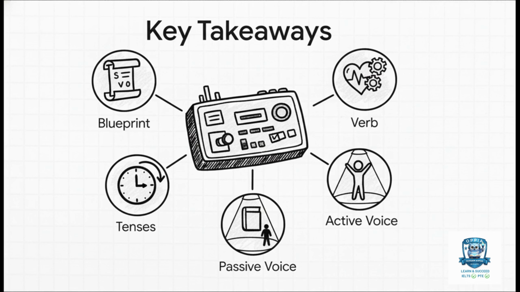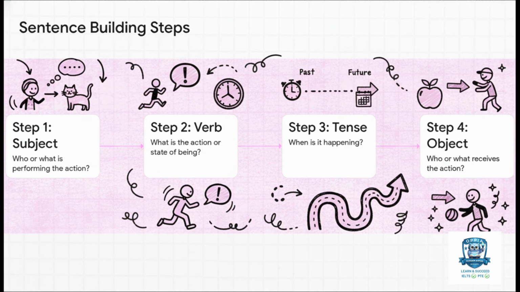Number 1. Always remember the subject-verb-object blueprint. 2. The verb is the engine. It gives power and time. 3. Tenses tell you when. And finally, know when to use the direct power of the active voice and when to use the special focus-shifting tool of the passive voice. Mastering these is a total game changer.